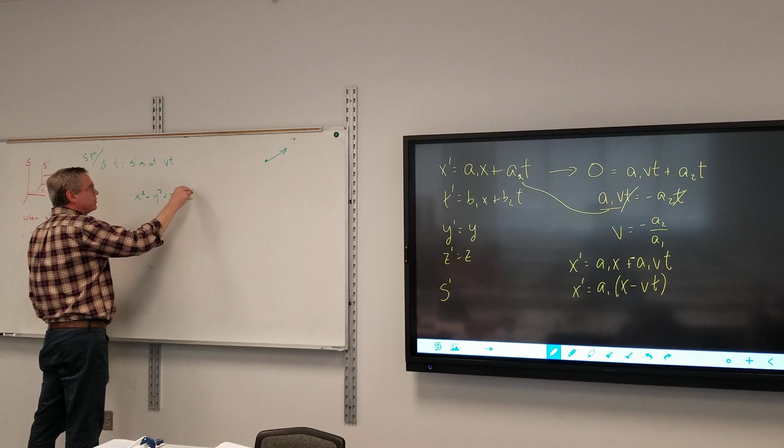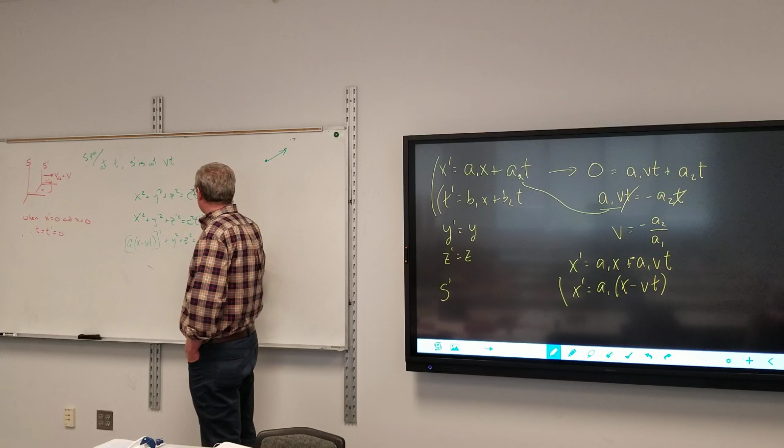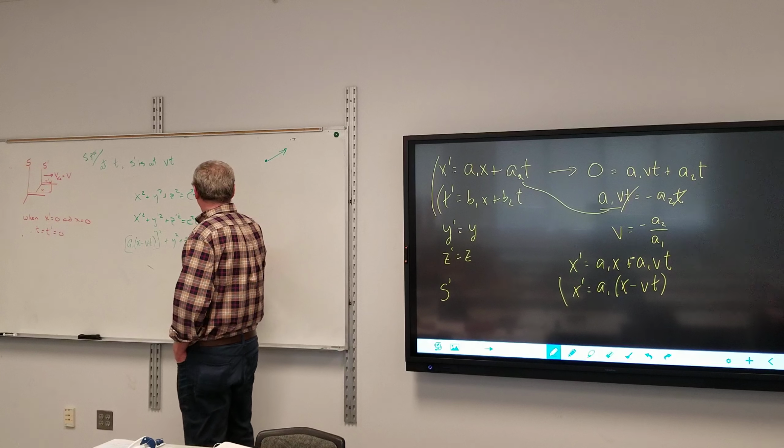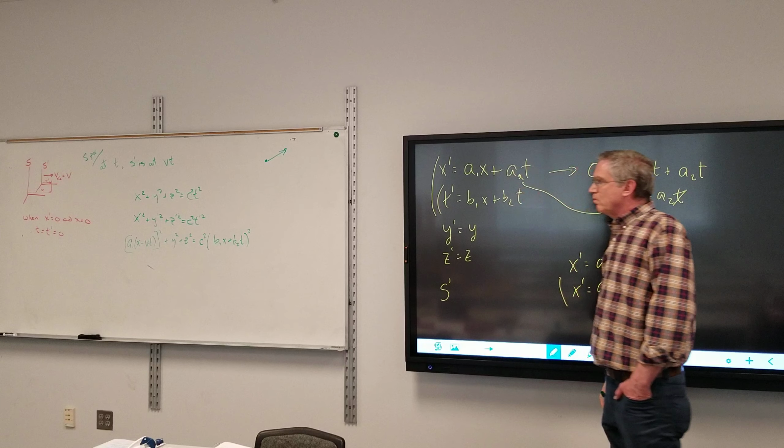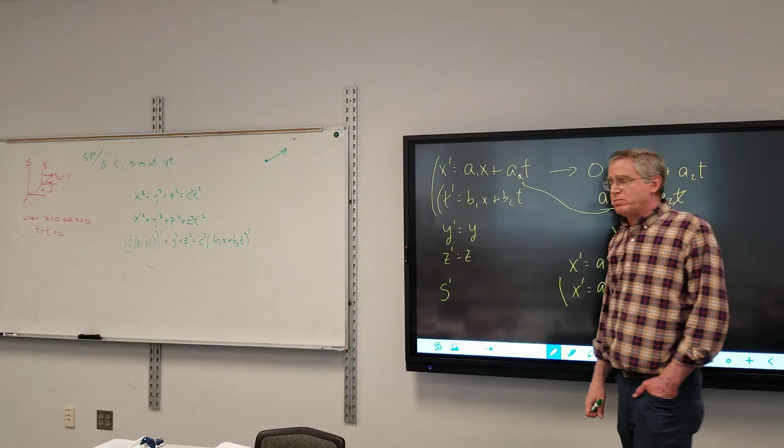I'm going to make substitutions based upon these 2 formulas right here. Well, actually, that formula right there and this formula right here. So x prime is, so that's a1 times x minus vt, squared, plus y squared plus z squared equals c squared times t prime squared, so that's b1 x plus b2 t, squared. And now we just have to sort of expand that, do a little binomial multiplication.